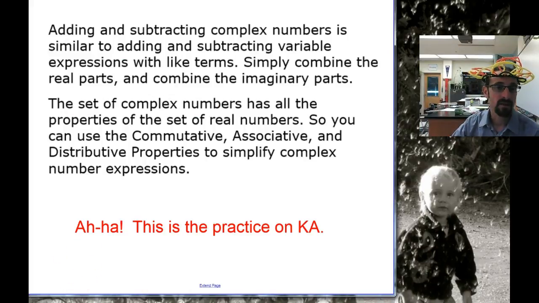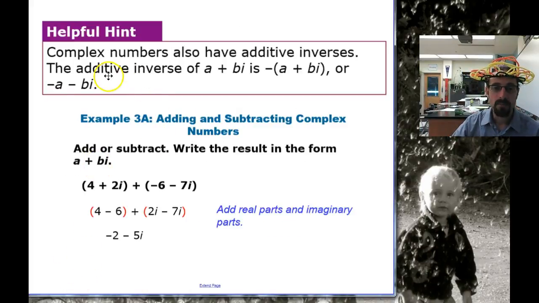Now, let's try a couple. Additive inverse means if you want to eliminate a plus bi, well, subtract a plus bi, and that would distribute that negative sign to the a and to the b, so that would be the additive inverse of a plus bi. So try this one, add or subtract. 4 plus 2i plus negative 6 minus 7i, and simply combine the real terms and combine the imaginary terms.